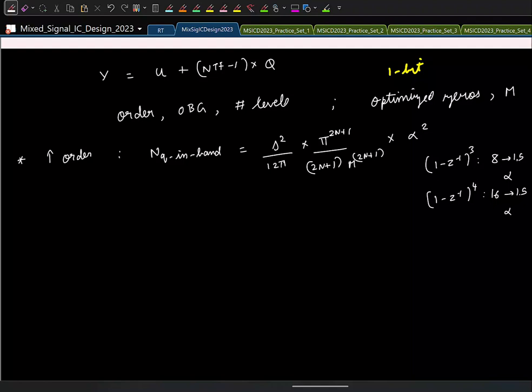Clear? Since I'm reducing the OBG by a lot, the in-band increase will also be higher. So this alpha will slightly increase, but eventually will be dominated by the decrease due to this guy. So if you have a large oversampling ratio, this guy will dominate the increase in this. So overall, you will still have reduction in this guy. So this guy reduces. Now, what about the maximum stable amplitude?